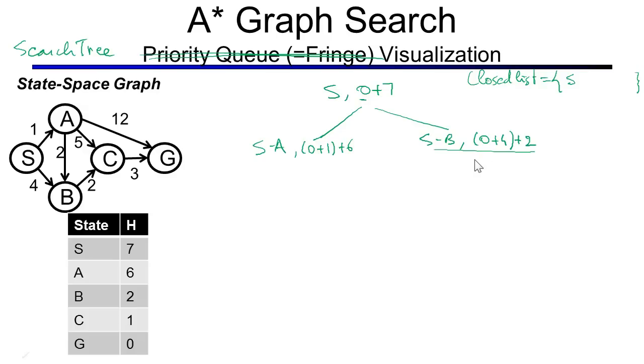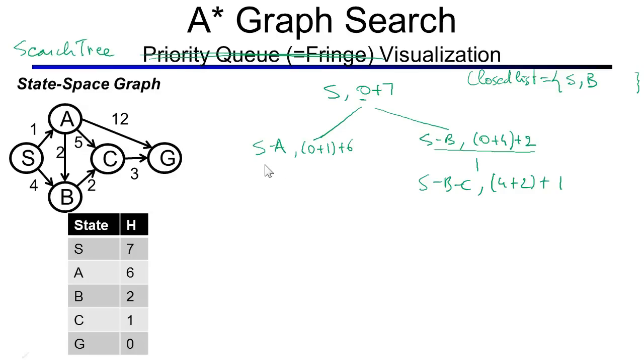B has one successor, C, so we end up with SBC. G cost of 4 from the parent plus 2 from the transition, and an H cost for C of 1. We have expanded the state B, so it goes into our closed list. Now both nodes have an equal F cost of 7. Alphabetical tie breaking makes us pick SA first for expansion.